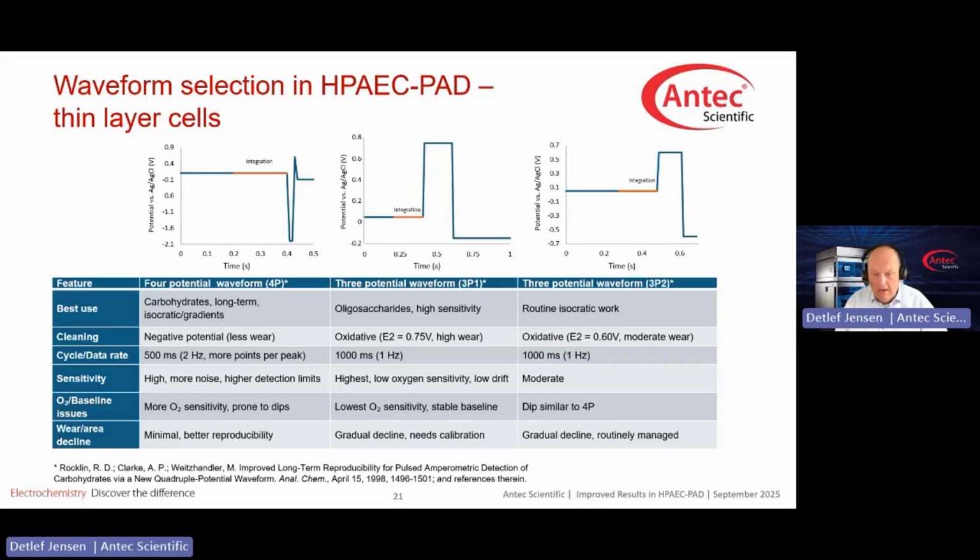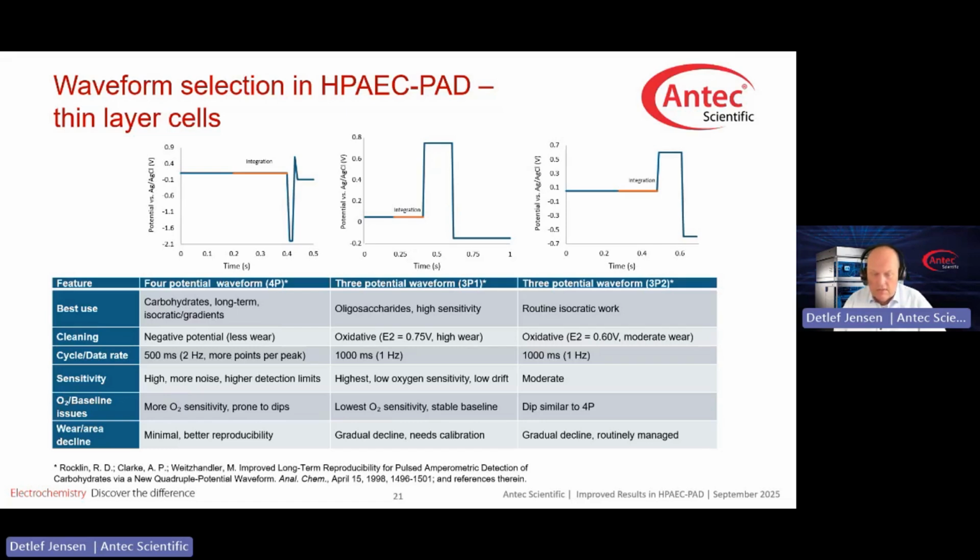However, if you're aiming for the highest possible sensitivity, and if you accept that you might need to polish and exchange the electrode more often, then the middle option, the waveform 3P1, is suitable. But due to the high oxidative cleaning potential at 0.75 volt, it causes the highest wear, wearing down the gold electrode faster than the others. Still, as I mentioned, it offers the highest sensitivity, the lowest oxygen sensitivity, and very low drift in gradient runs. As I said, there is a trade-off.